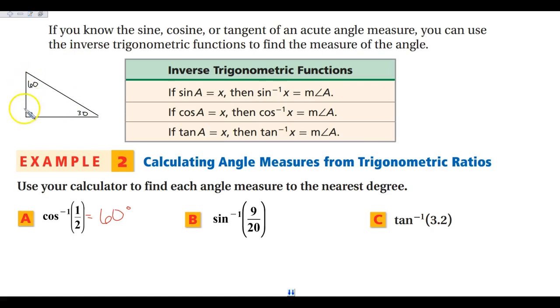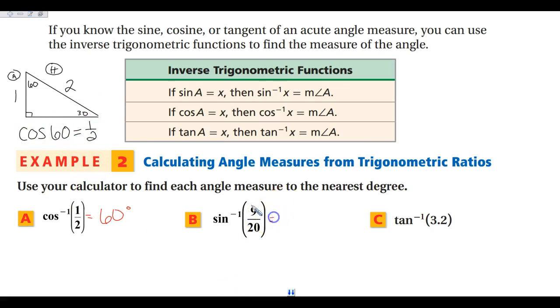Now, the cosine ratio was 1/2. If I make the short leg of my 30, 60, 90 triangle 1, that would make the hypotenuse, remember in your 30, 60, 90 the hypotenuse is 2 times your short leg, so this would be 2. So the cosine ratio is adjacent over hypotenuse, so it's 1 over 2. That's where this comes from. The cosine of 60 is 1/2. The inverse cosine of 1/2 is 60. That shows you the relationship between the angle measure and the ratio of the sides.